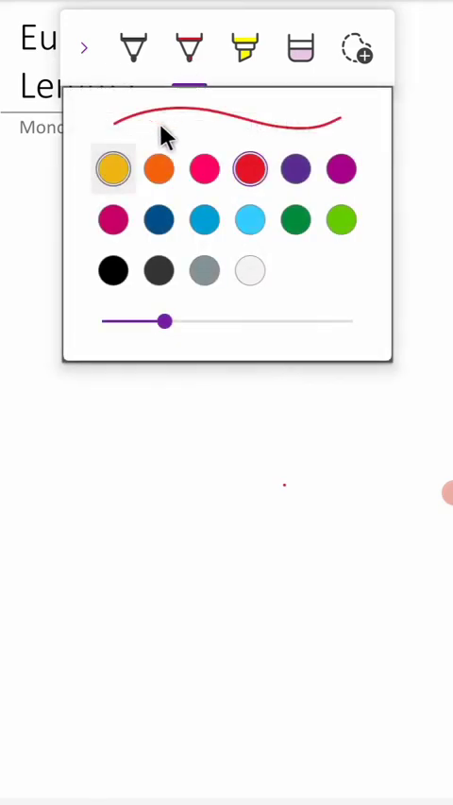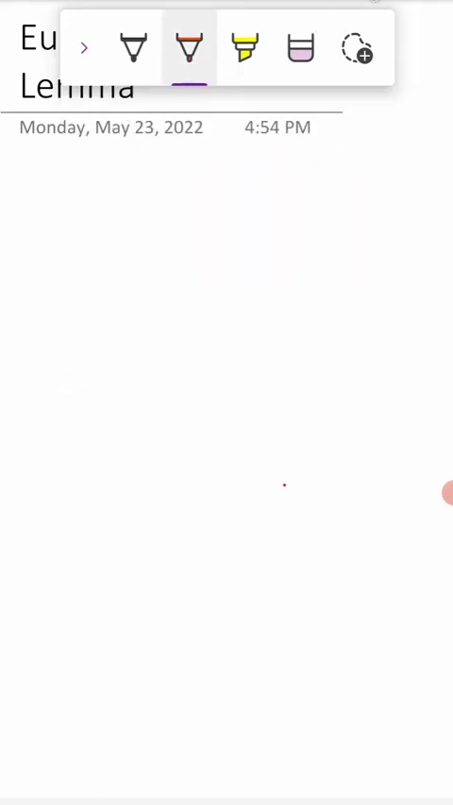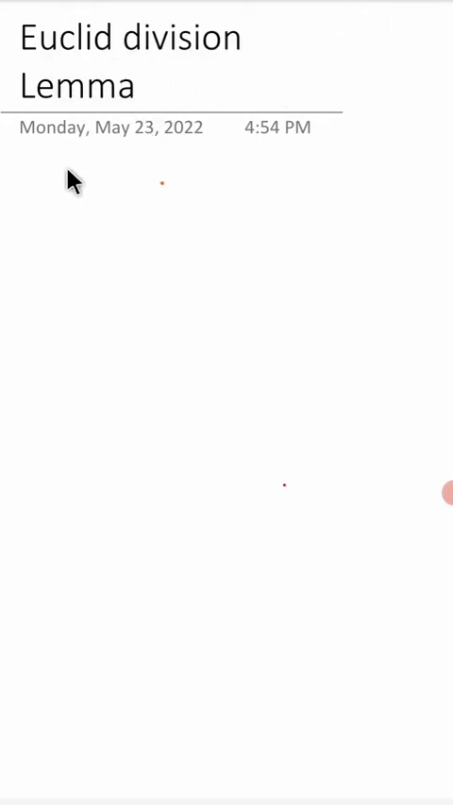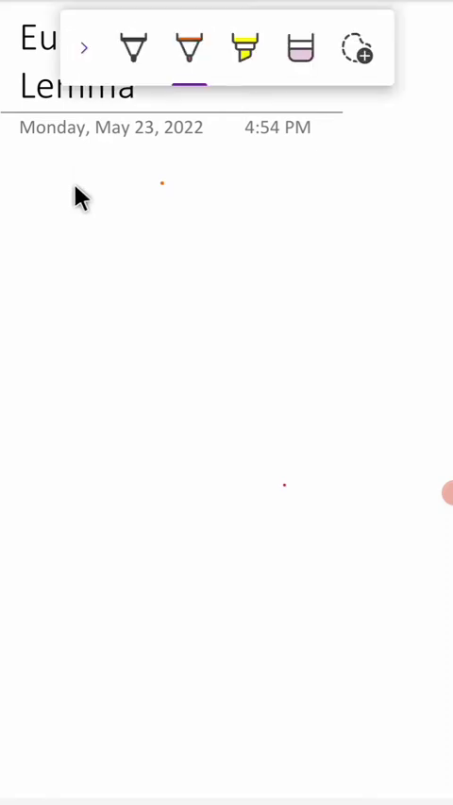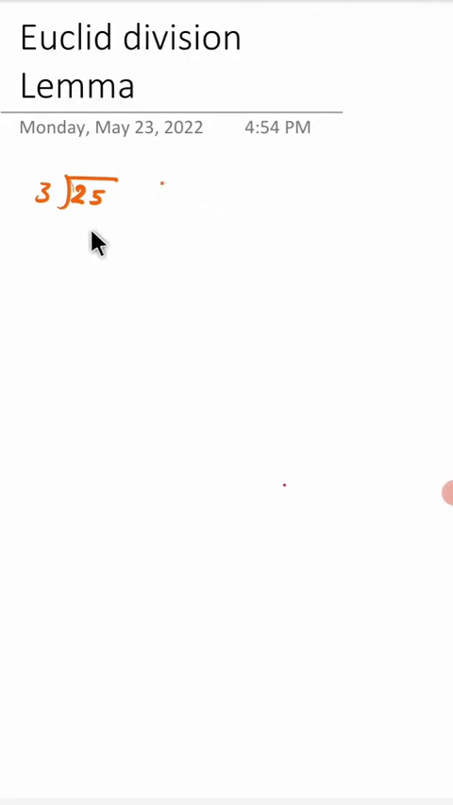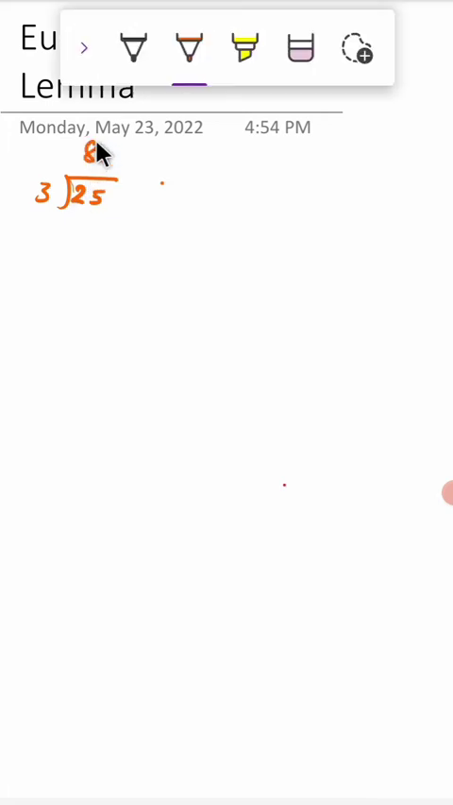It's a simple division rule that we have been using from the lower classes. If we talk about the Euclid division lemma, you all know that suppose I am going to divide the number 25 by 3. When we divide 25 by 3, we will simply say 3 8s are 24, and the remainder is 1.